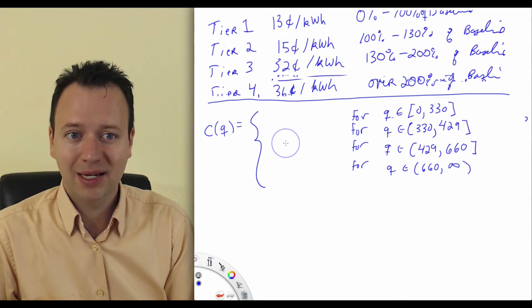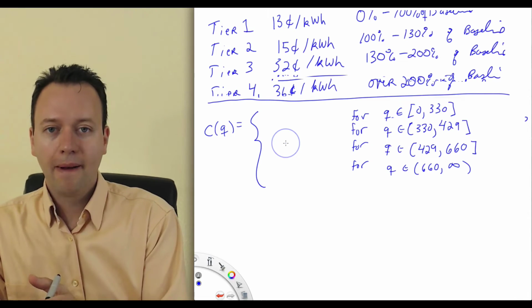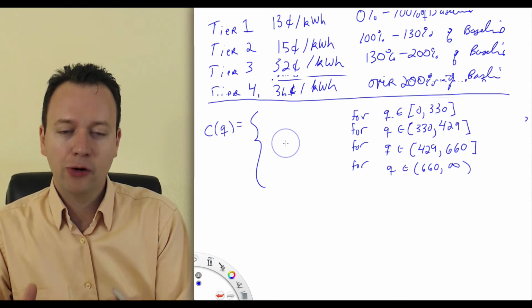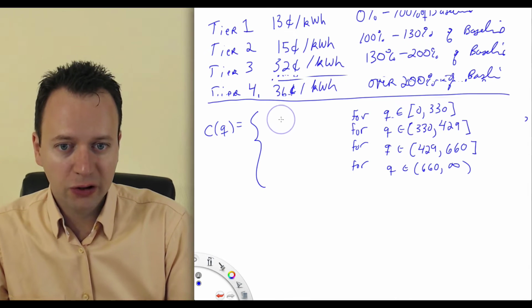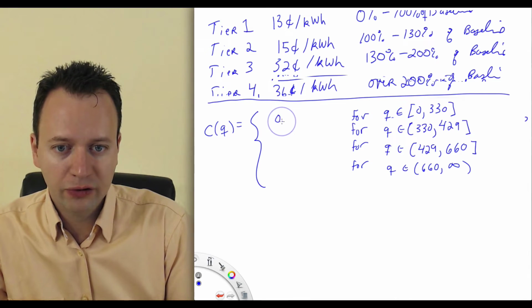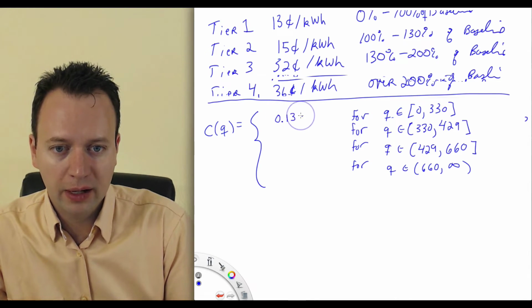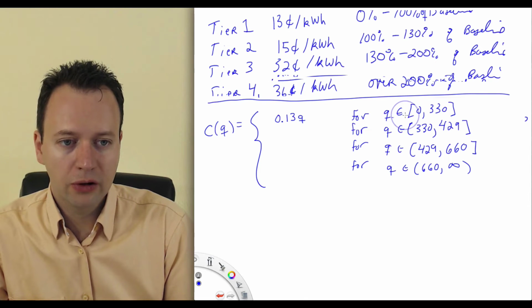First one's easy because we're starting out with 0 and we're going to add on 13 cents per kilowatt hour. So that's a slope of 0.13. So the first formula is just 0.13 Q for Q on this interval.